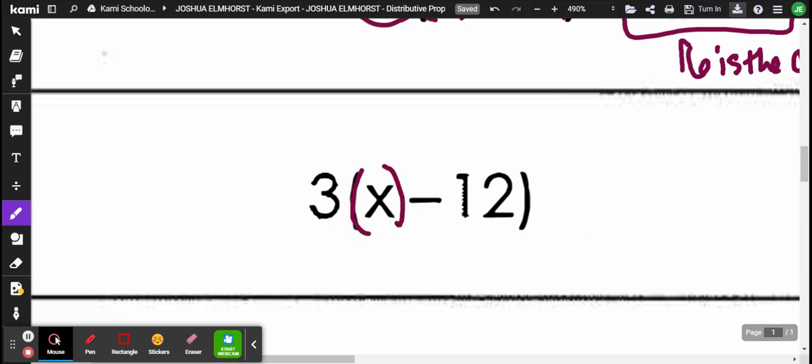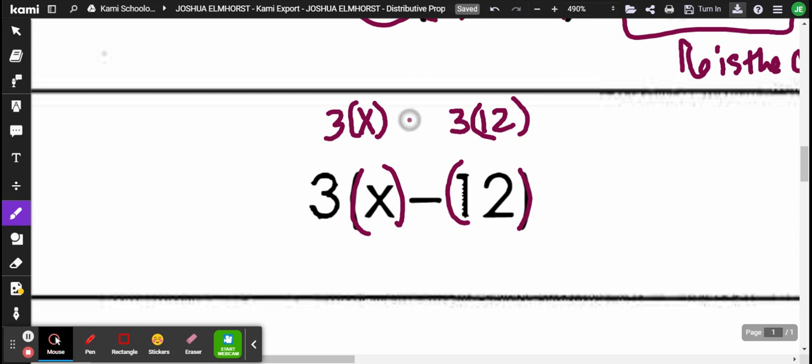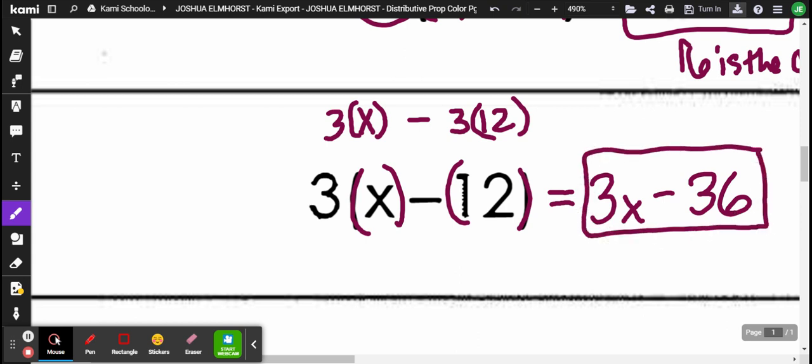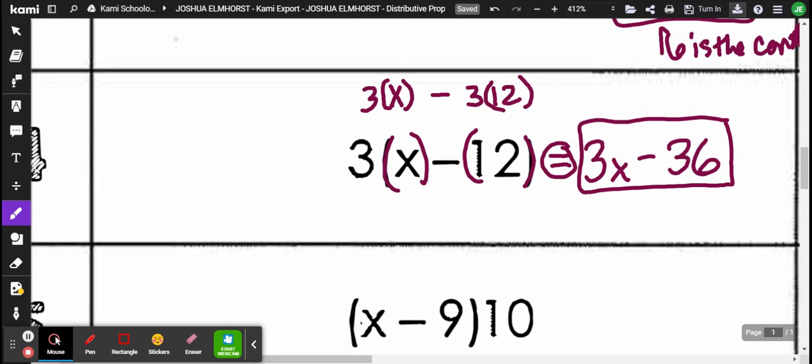So we have x and 12 are the two terms inside this group. So we're going to take it out of the group and then give each one of them a 3. So 3x and 3 times 12, and then subtraction is going to stay right there in the middle. So we got 3x minus 36. So we're not solving anything. We're just writing equivalent expressions, just another way to write it.